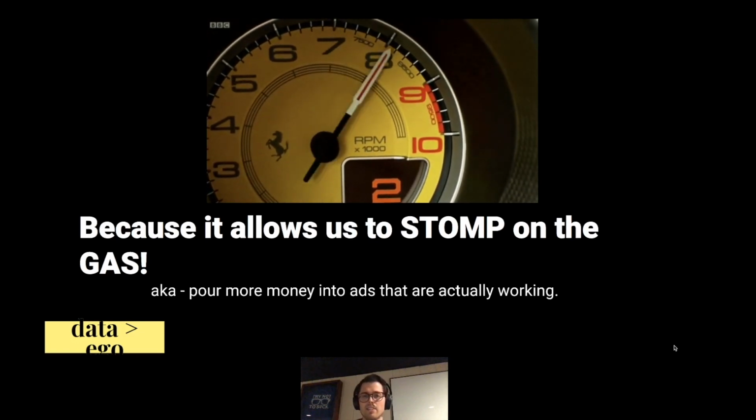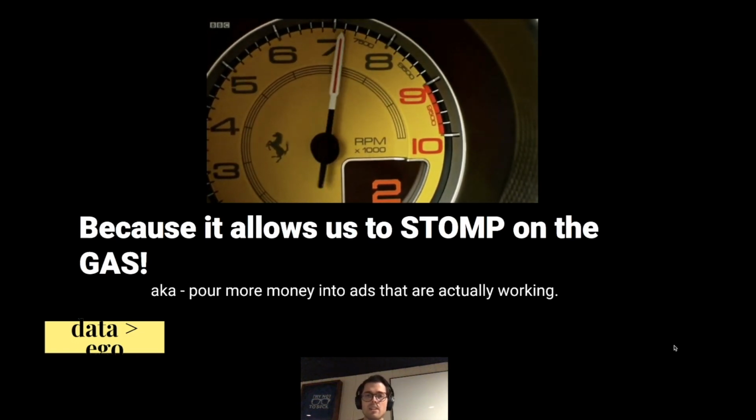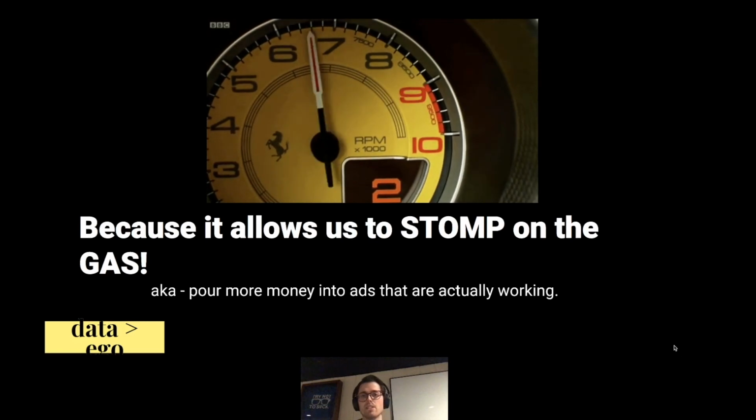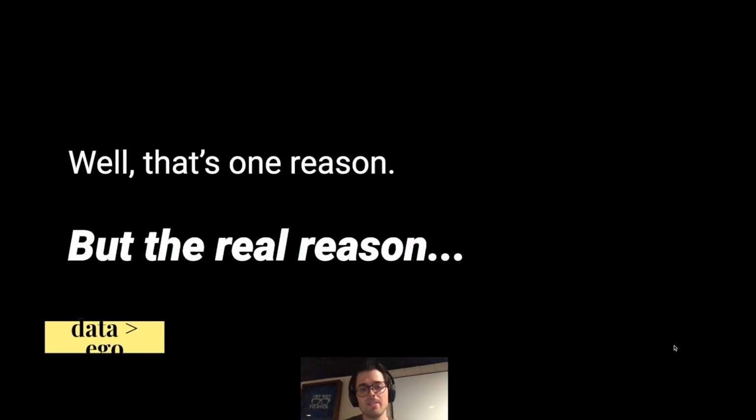What split testing really allows you to do is figure out what's working by comparing multiple versions against each other and then pouring the gas on the ad that's working by turning the other ones off. So that's one reason why split testing is good.